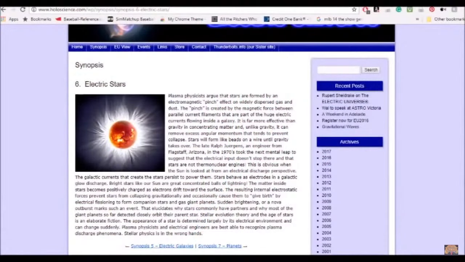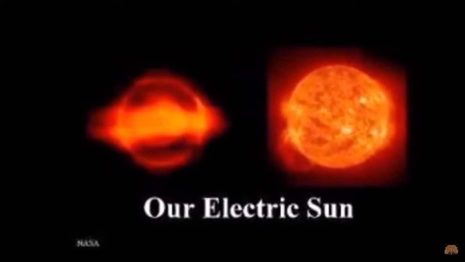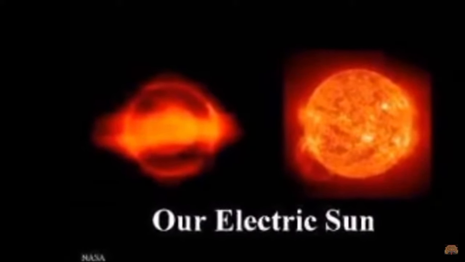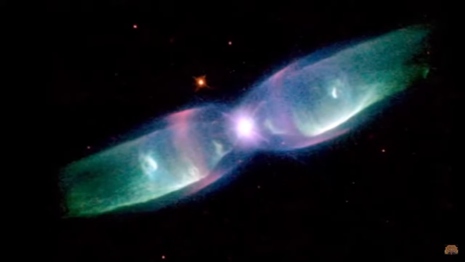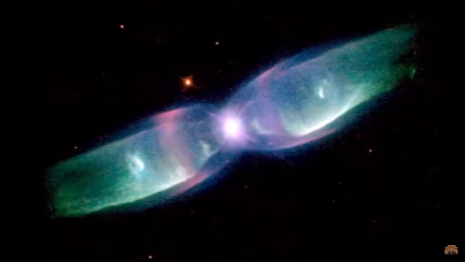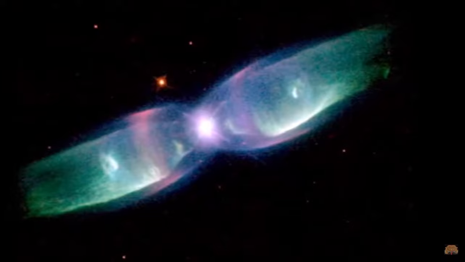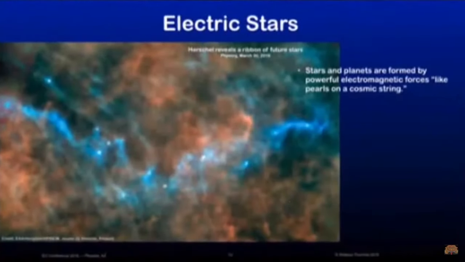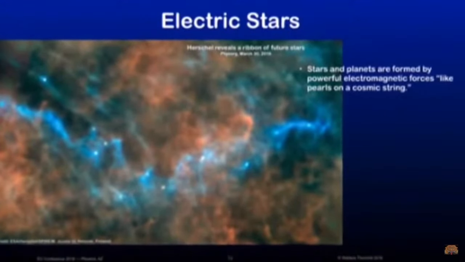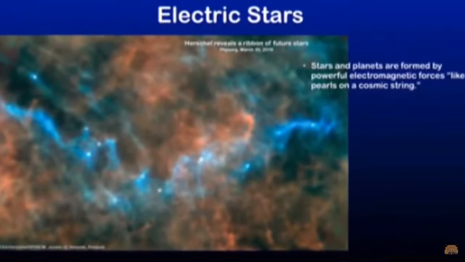Plasma physicists argue that stars are formed by an electromagnetic pinch effect on a widely dispersed gas and dust. The pinch is created by the magnetic force between the parallel current filaments that are part of the huge electric currents flowing inside a galaxy. It is far more effective than gravity in concentrating matter, and unlike gravity, it can remove excess angular momentum that tends to prevent collapse. Stars will form like beads on a wire until gravity takes over.